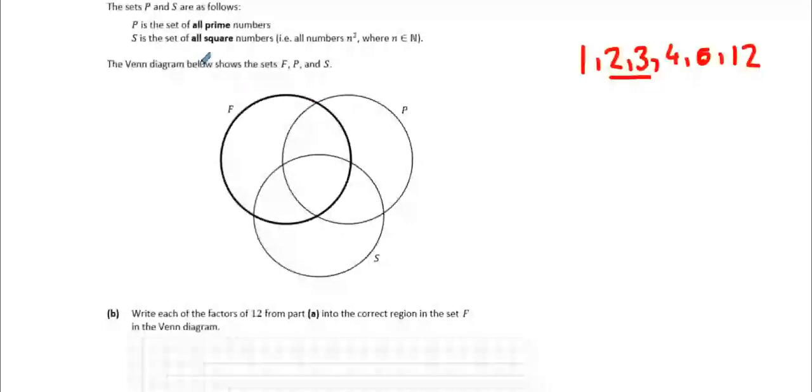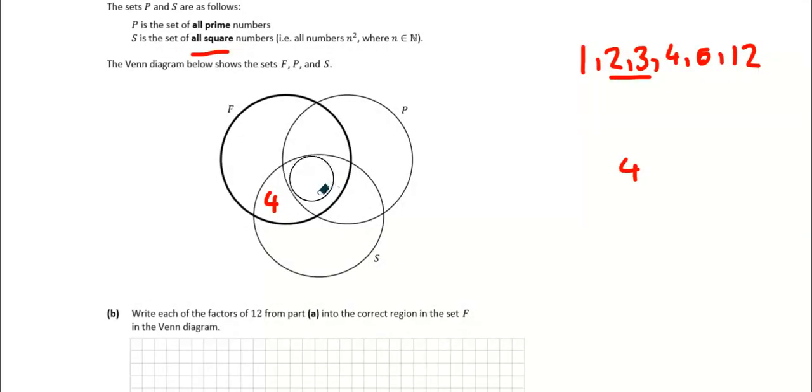Okay, and the square number is 4. It's part of F and it's a square number, so it's 4 in here. 2 and 3 aren't square numbers, so they're going to go here. They're part of F and they're prime, so that's 2 and 3.